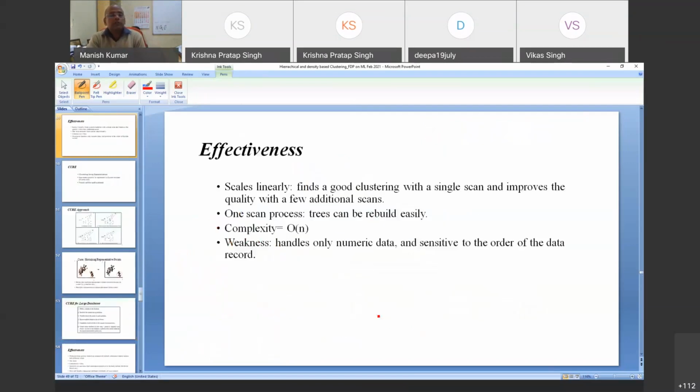So that is fine. The effectiveness is that it finds a good clustering with a single scan and improves the quality with a few additional scans. It's a one scan process. Trees can be rebuilt easily. Complexity is very much order of n only. The weakness is that it handles only numeric data, and it is sensitive to the order of the data. Okay.